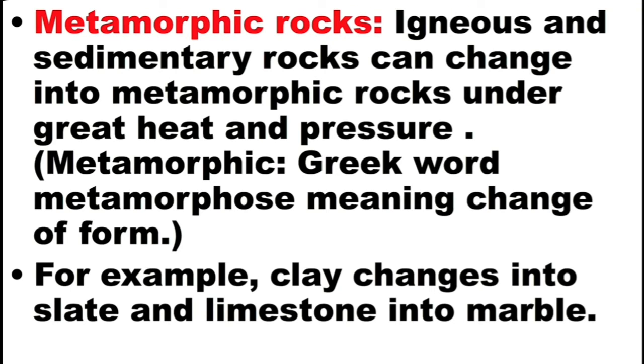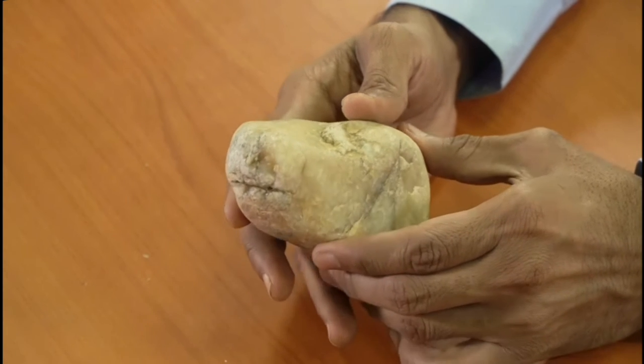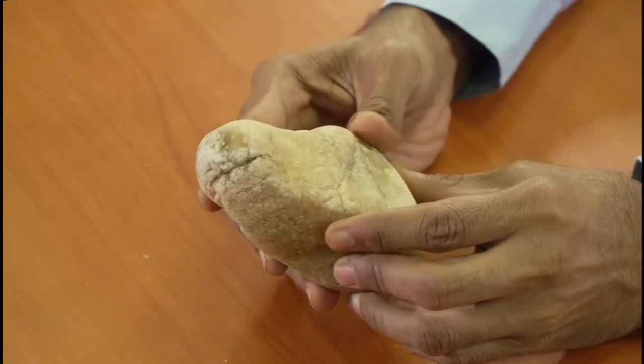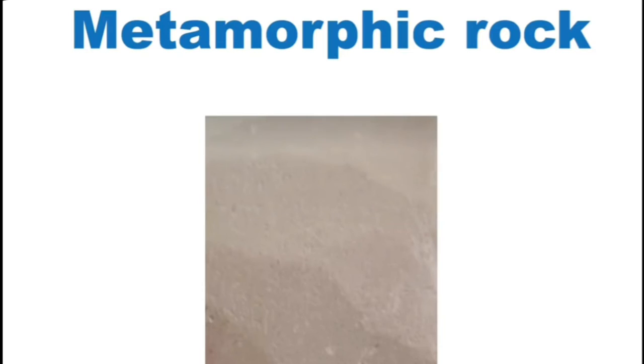Igneous and sedimentary rocks can change into metamorphic rock under great heat and pressure. Metamorphic is a Greek word which means change of form. For example, clay changes into slate and limestone into marble. Sedimentary rock slowly changes into metamorphic rock. Now we have studied very well about the three types of rock.